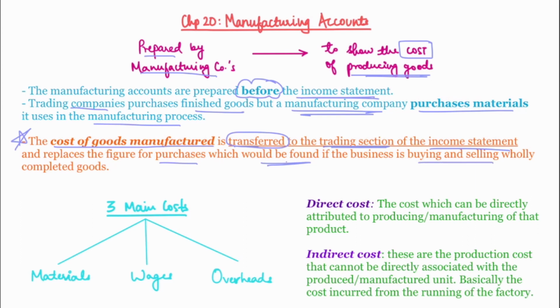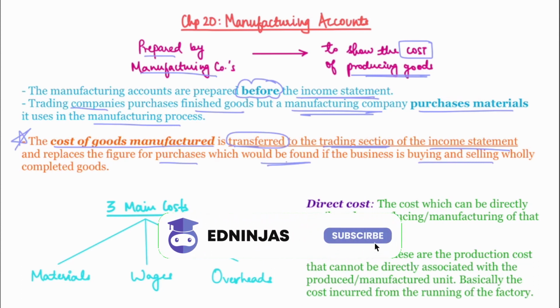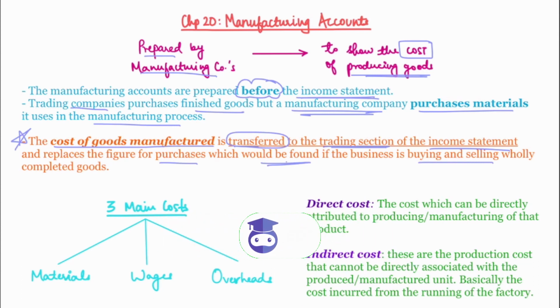What this means is that when you prepare the trading account, at that time you write opening inventory plus purchases. So the purchase amount, that is the cost of goods purchased from outside, is getting replaced by the manufacturing account figure. That is the total cost which you find from preparing the manufacturing account, because the company itself in its factory is producing the goods rather than buying from outside.